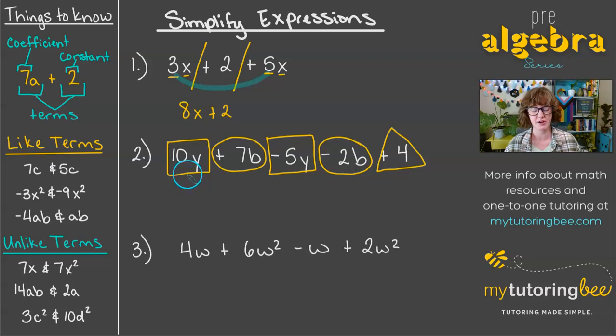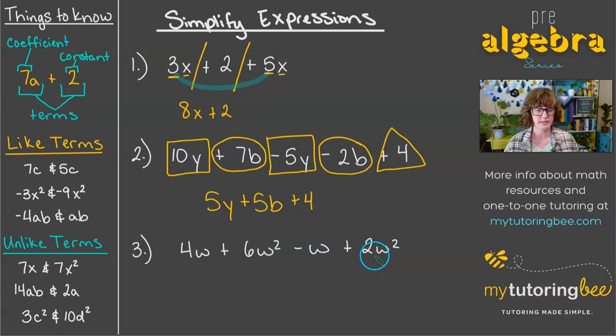Okay, so let's start combining our like terms. We've got 10y, a positive 10y, and then minus 5y. So I'm just going to look at the numbers first. 10 minus 5 gives me 5, and then that y is going to stay with that. All right, now let's go on to the next one. We've got a positive 7b and a negative 2b. So positive 7 minus 2 gives me a positive 5, so I'm going to drop down a plus 5, and then the b stays with that term. And then the 4, it just gets dropped down as well. We don't have anything else to add or subtract with that 4, so we just write down plus 4. And that is our simplified expression.